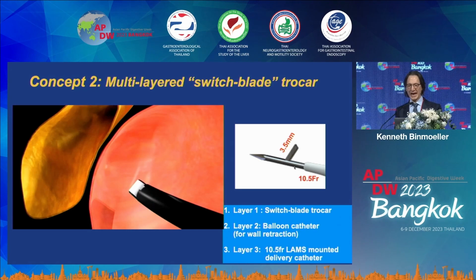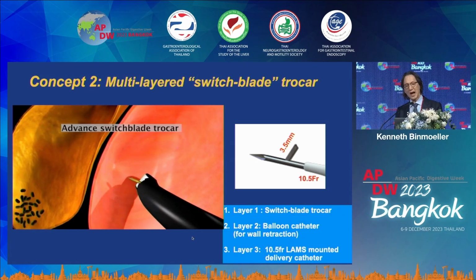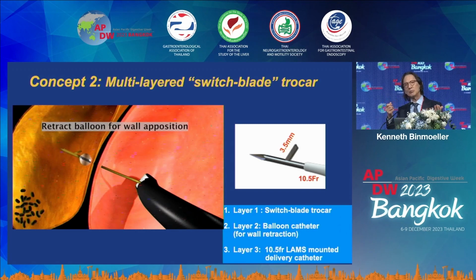with the LAMS. So layer 1 is the switchblade trocar, layer 2 is the balloon catheter for wall retraction to keep the walls in that position, and then layer 3 is the LAMS mounted delivery catheter. So here you see in this cartoon how that works. We advance the switchblade trocar. The switchblade opens up as soon as it exits from the catheter. We inflate this balloon at the end, and then we snug up.